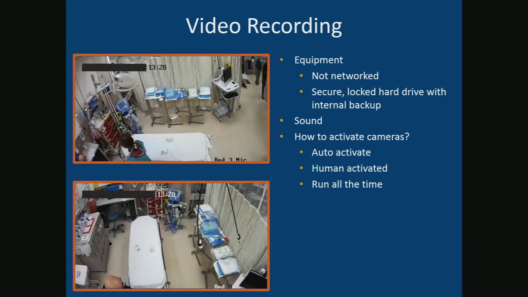So we were left with auto-activate and run all the time. And essentially, it was pretty simple. The auto-activation cost more, but would still require a lot of the post-processing that we'll talk about. So we just decided to have them run 24/7. And that's what the cameras do. They run 24/7. But that means that there's some significant post-processing.